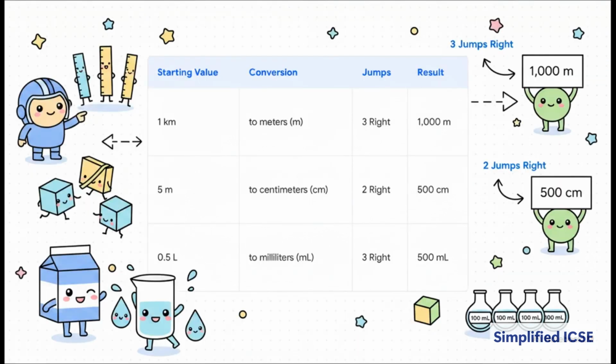And it works for everything. 1 kilometer to meters, that's 3 jumps right, so it's 1,000 meters. 5 meters to centimeters, just 2 jumps right for 500 centimeters. Half a liter to milliliters, bam, 3 jumps right for 500 milliliters. It is so consistent and reliable every single time.